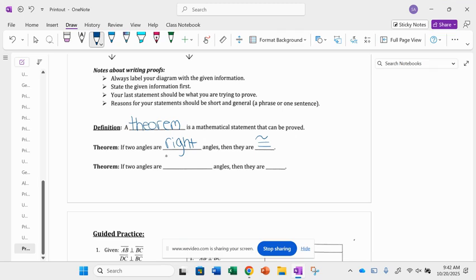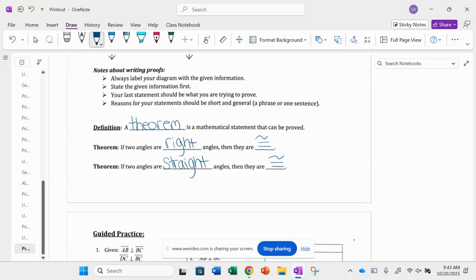And the next theorem, if two angles are straight angles, then they are congruent. All right, so these are theorems, and theorems are mathematical statements that can be proved. We're just going to verbally talk about the proof of these theorems.